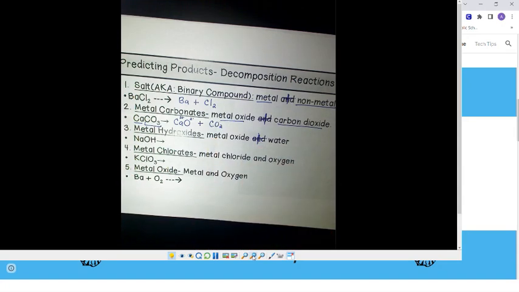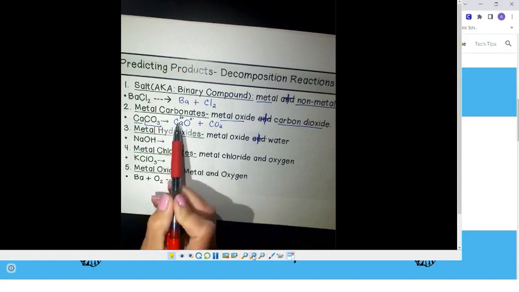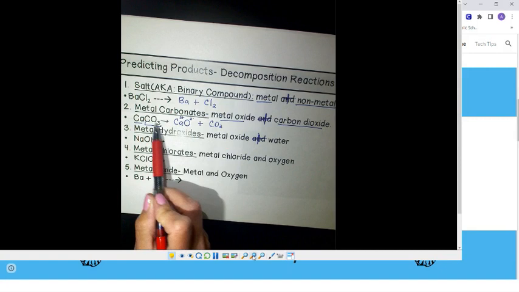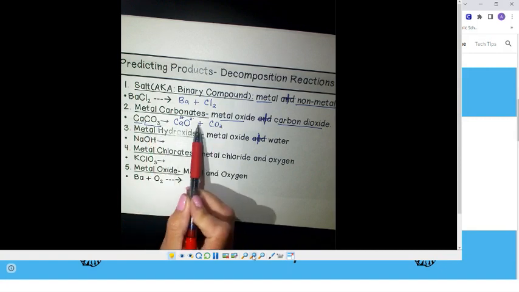So now I'm just going to check my balancing. I've got 1 and 1, 1 and 1. I've got 3 oxygen here. 2 plus 1 is 3.